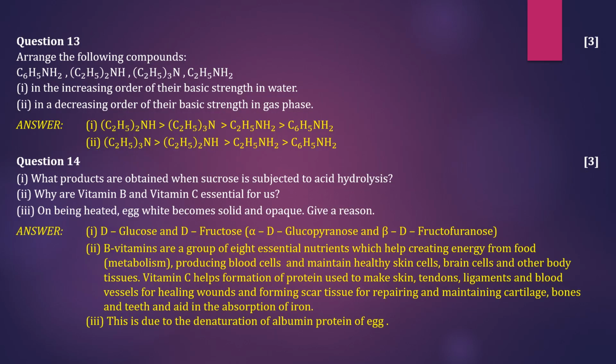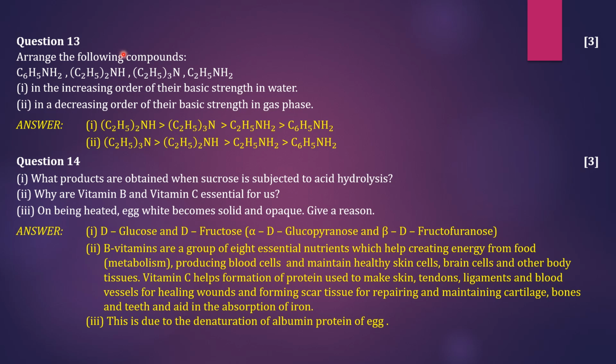Coming to the next one, arrange in increasing order of basicity, one in aqueous phase, one in gaseous phase. This is one of the most important questions from the amines chapter. Methylamines and ethylamines, 1 degree, 2 degree, 3 degree, their order of basic strength in gas phase and in aqueous phase. In gas phase it is always 3 degree greater than 2 degree greater than 1 degree, because only the inductive effect is the governing factor.